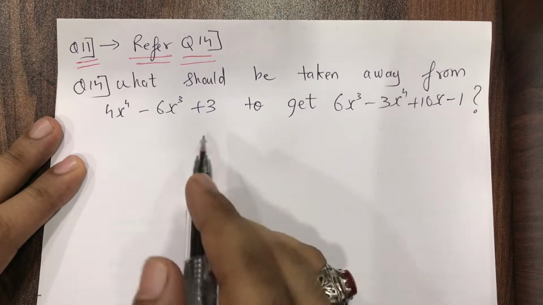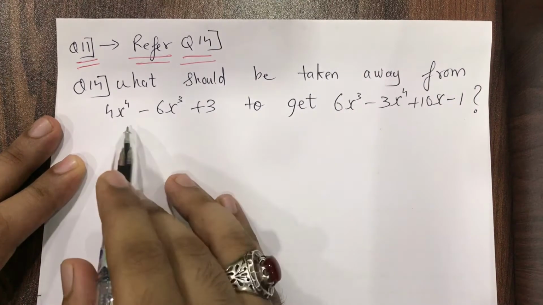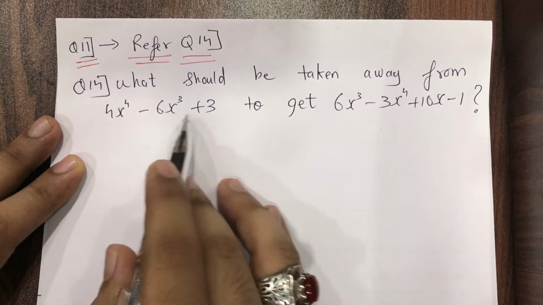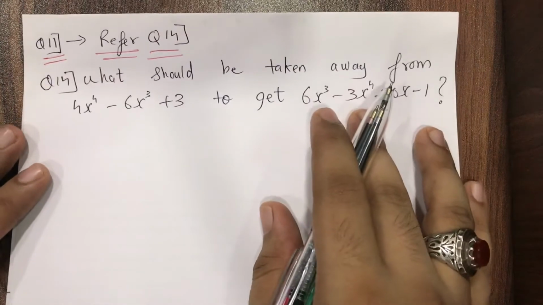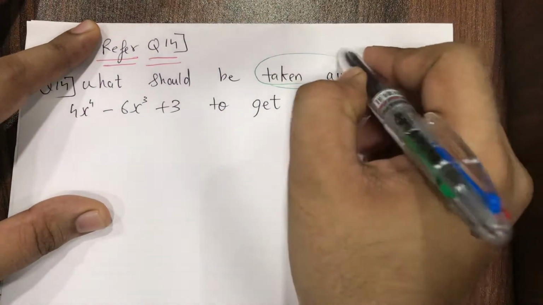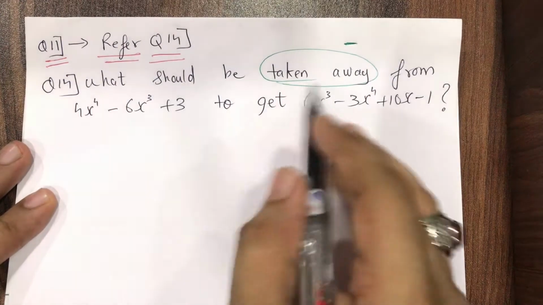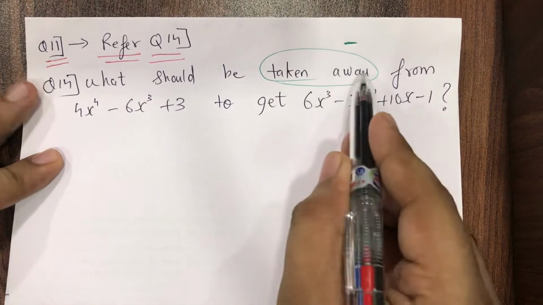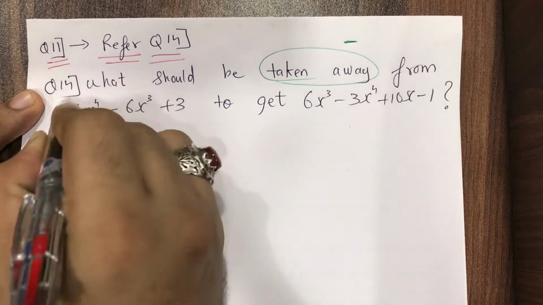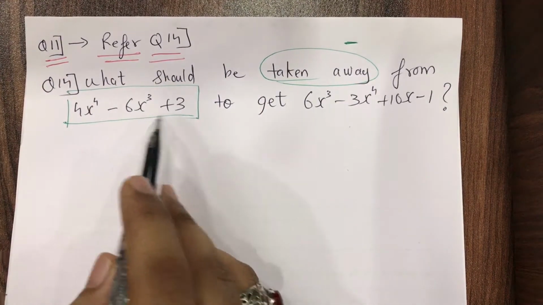So question number 14: what number should be taken away from 4x raised to 4 minus 6x cube plus 3? What number should be taken away? Taken away means minus. This sum deals with the minus. What number should be subtracted? Taken away means subtracted. What number should be subtracted from this polynomial? 4x raised to 4 minus 6x cube plus 3.